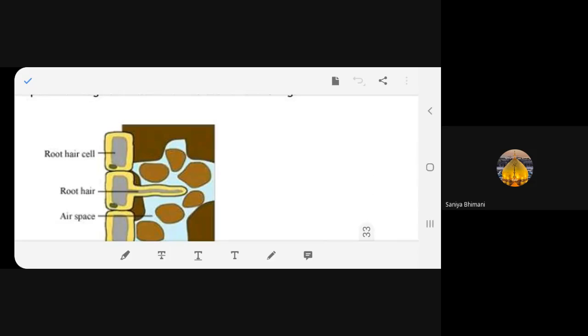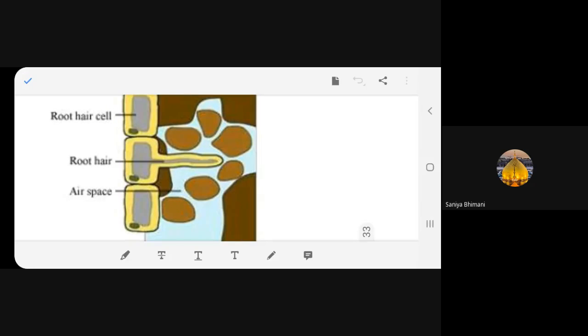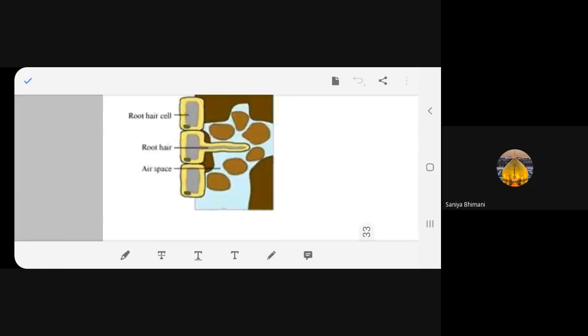They are so helpful to us, but what are we doing? We cut them, isn't it? You can see over here, root, air space. So the roots are breathing. Can you see this over here, Vita? Yes, ma'am.